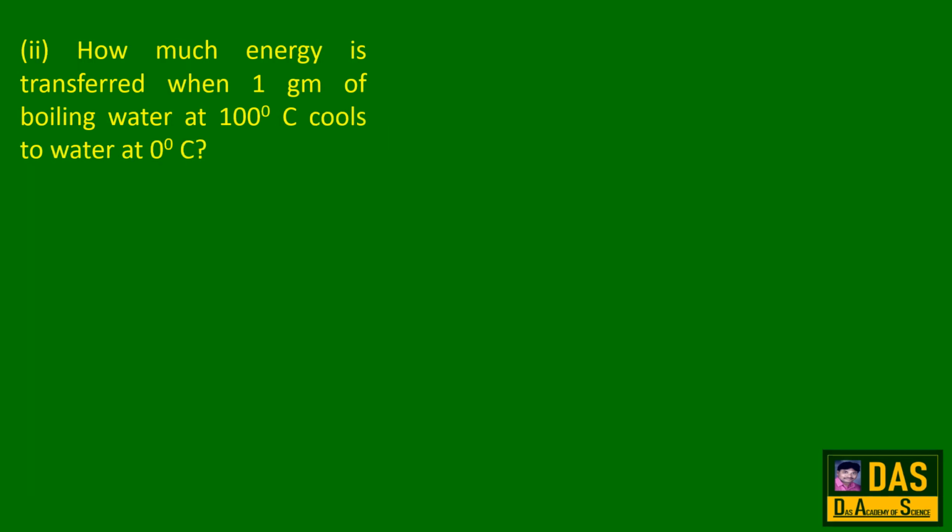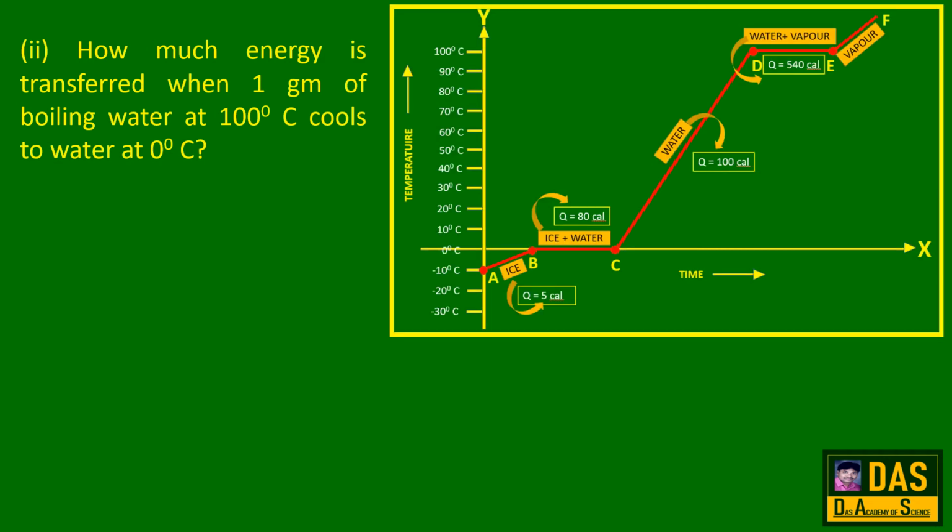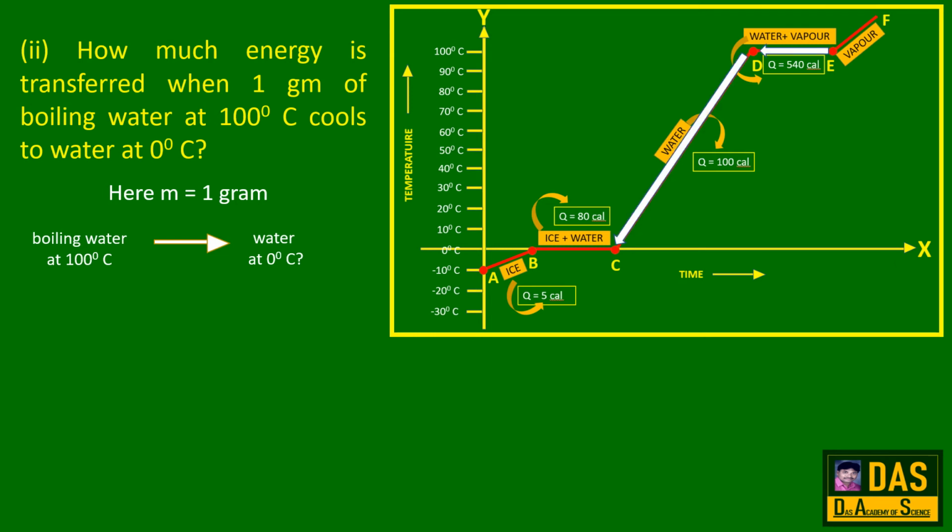Now second problem. How much energy is transferred when 1 gram of boiling water at 100 degrees Celsius cools to water at 0 degrees Celsius? Here the mass of the water is 1 gram, that is m is 1 gram, and the conversion is from boiling water at 100 degrees Celsius, meaning steam at 100 degrees Celsius, to water at 0 degrees Celsius. If we observe the time temperature graph, this conversion is from E to C.